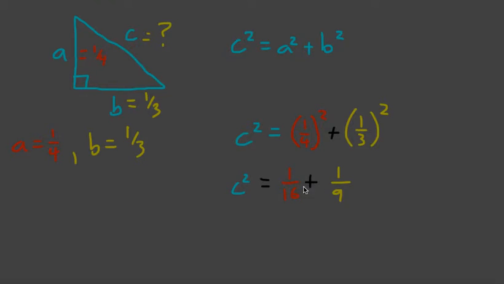And then, after we have that, we need to add these together, okay? Well, what is a common denominator of both of these? In this case, it's going to be 144. And in order to find that, we need to times this by 16 and this by 16, and we need to times this by 9 and this by 9.